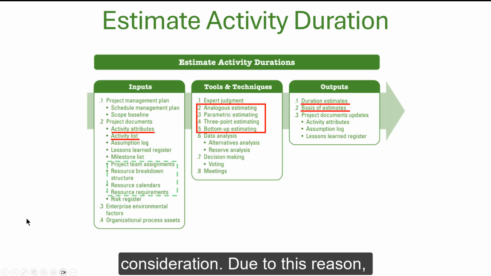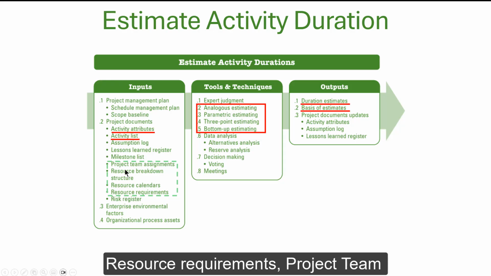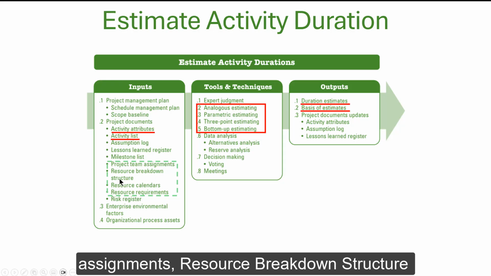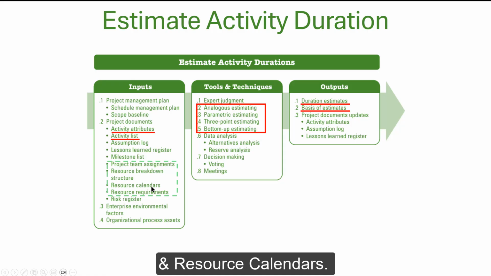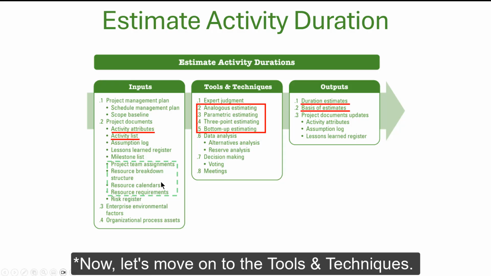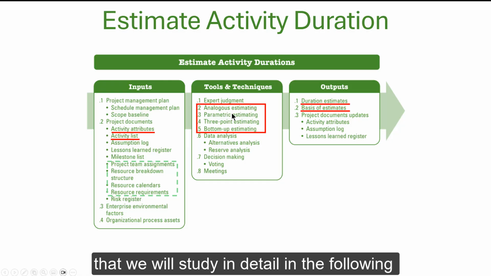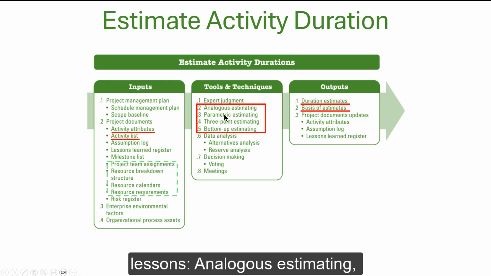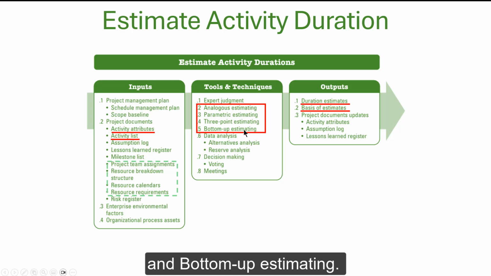Due to this reason, there are some other important resource-related inputs to this process: resource requirements, project team assignments, resource breakdown structure, which is very similar to the WBS, and the resource calendars. We will study them in much more detail a little ahead in the course. Now, let's move on to the tools and techniques. There are 4 important estimation techniques that we will study in detail in the upcoming lessons: Analogous Estimating, Parametric Estimating, 3-point Estimating, and Bottom-up Estimating.